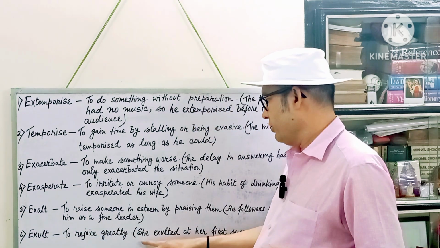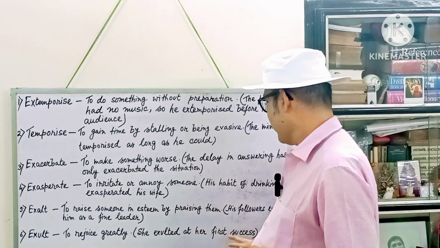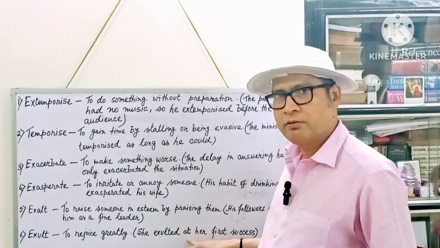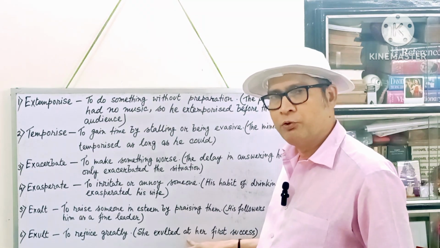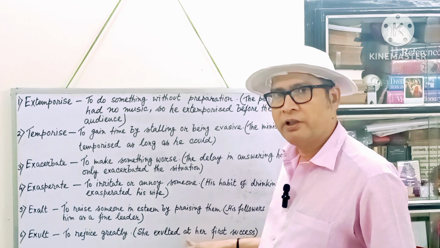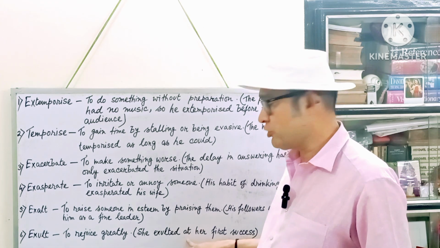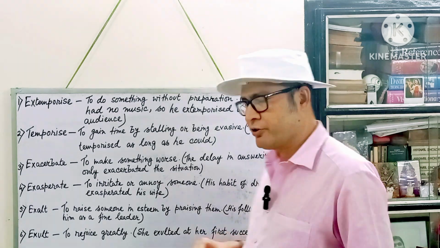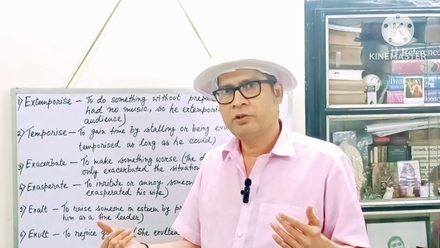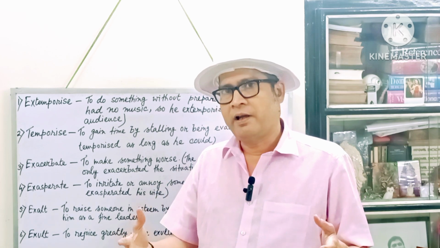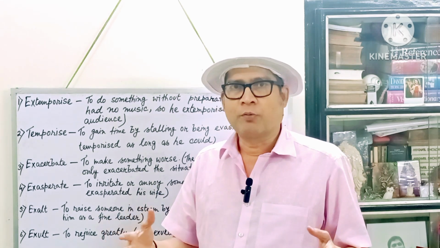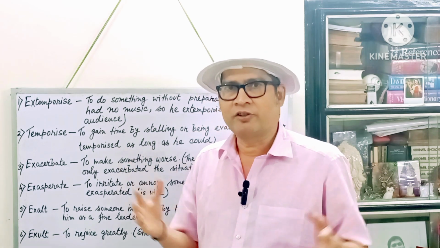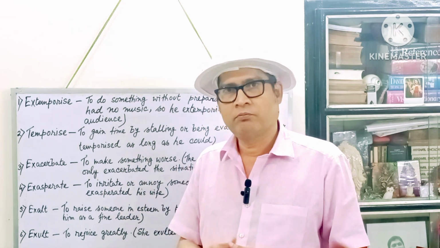What's the example sentence? She exulted at her first success. Exult is followed by the preposition at. Don't forget it. If you use some other preposition there, your sentence will be grammatically incorrect. So, she exulted at her first success. Make some other example sentence. You exulted at the news of your promotion. You have received the news of your promotion, then you exult. You rejoice greatly.